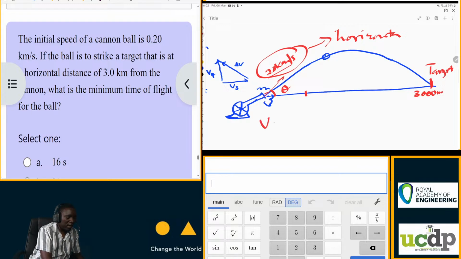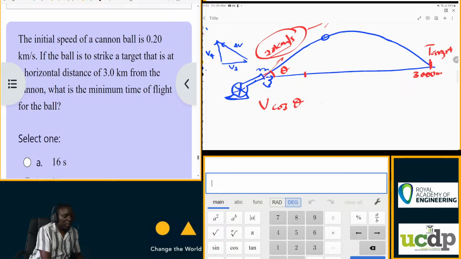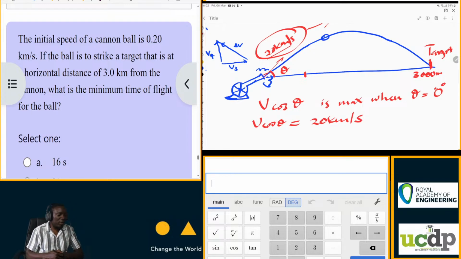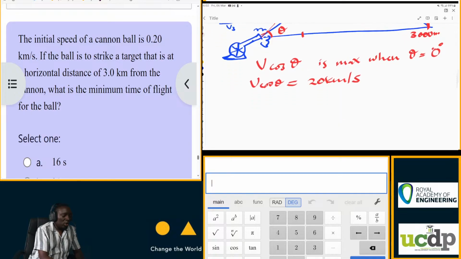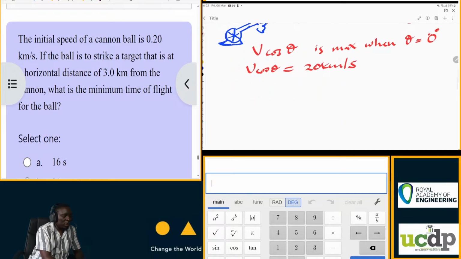So remember our V cos theta, right? It should be maximum when cos theta is 1, that means when theta equals 0. Okay, so that means V should be 20 kilometers per second and theta should be 0. So V cos theta should be the component that's equal to 20 kilometers per second. And as such, theta will be 0, V will be 20 kilometers per second.